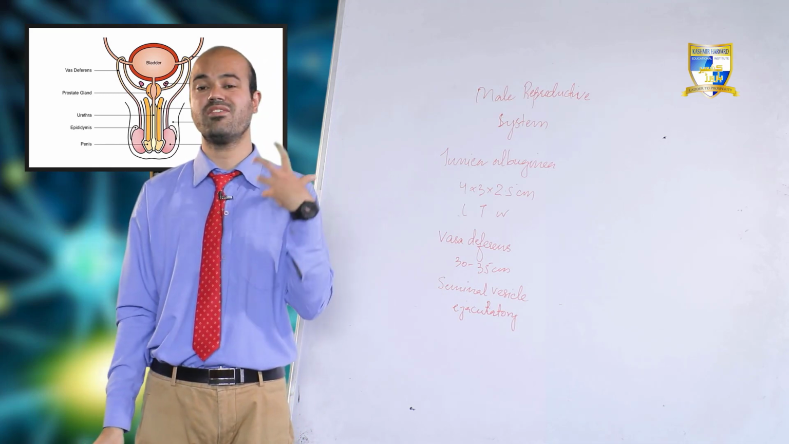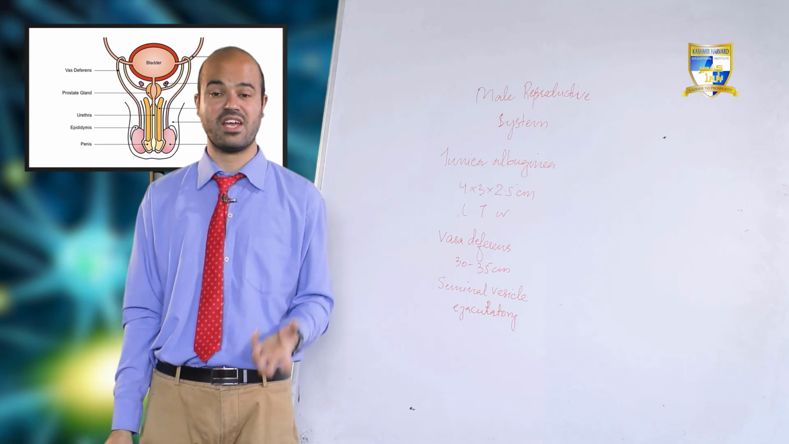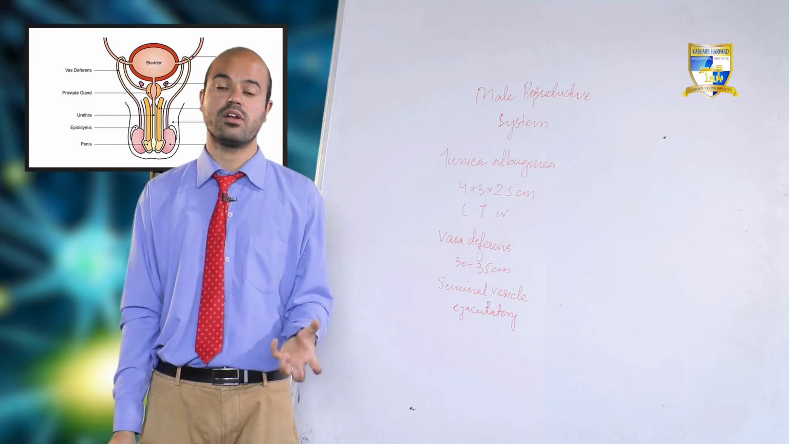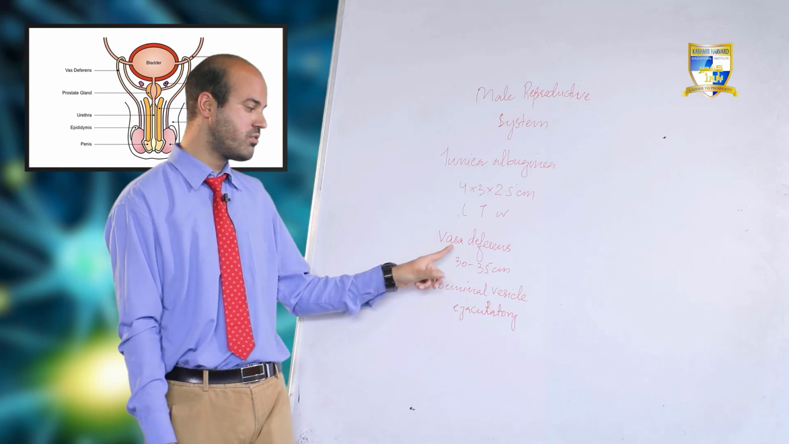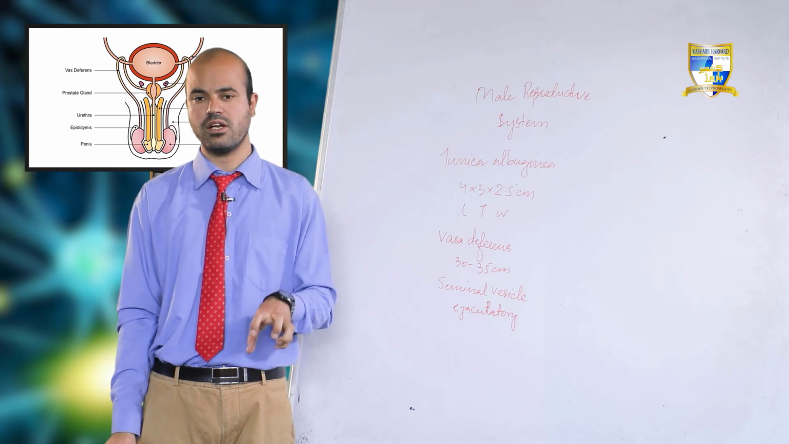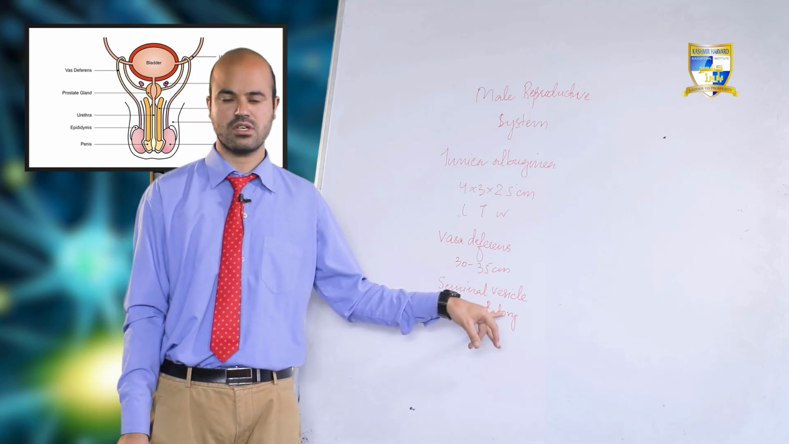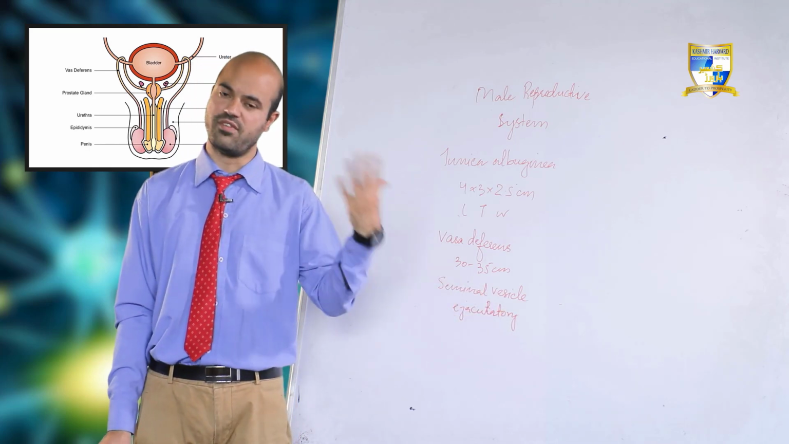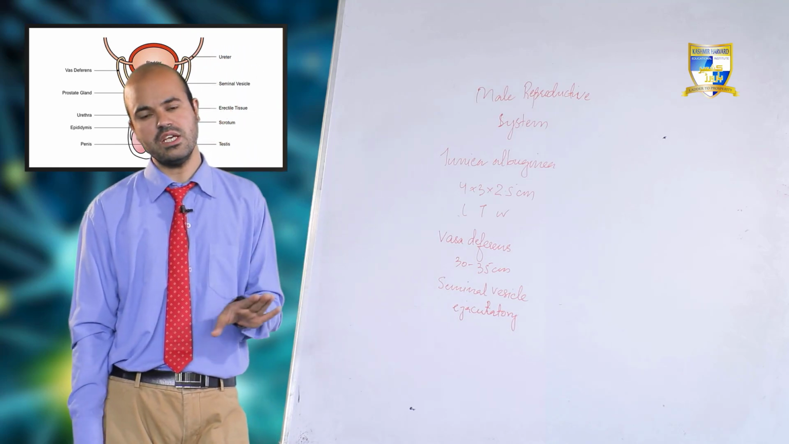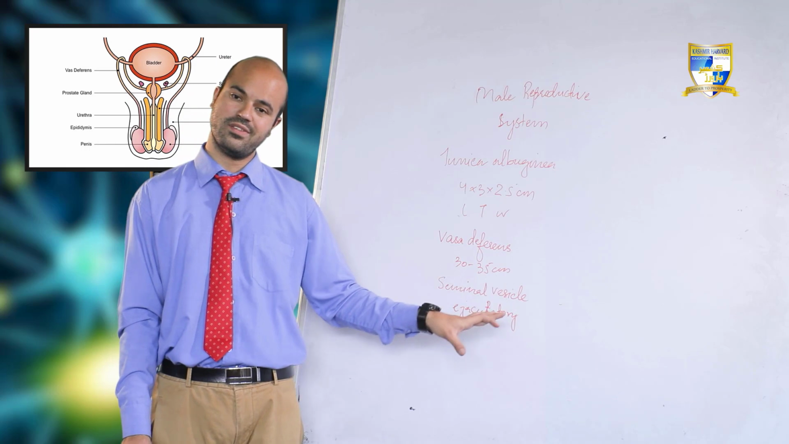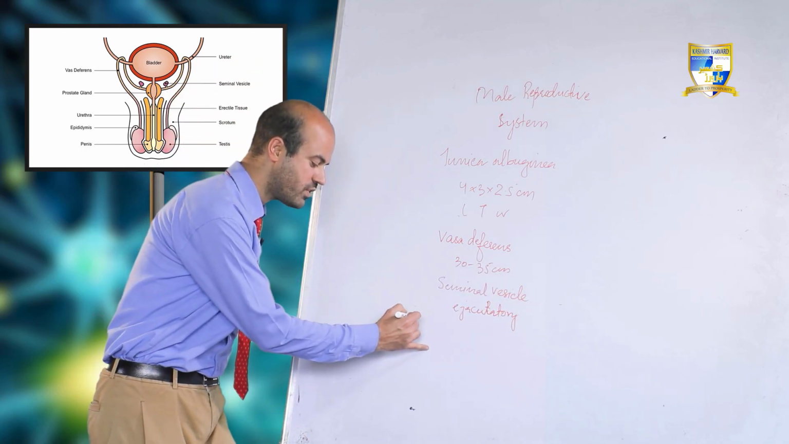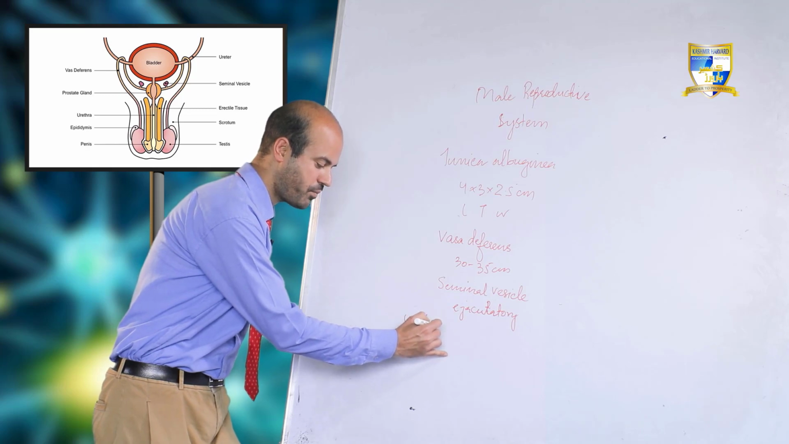Seminal vesicles give their secretion through their duct. They are exocrine glands which have ducts, give their secretion through the duct, and that duct is received by the vas deferens, which means sperm cells are added with the secretion of seminal vesicles in the vas deferens. Fine. Then the vas deferens finally forms the ejaculatory duct that is connected to the next part of the male reproductive system, which is called the urethra.